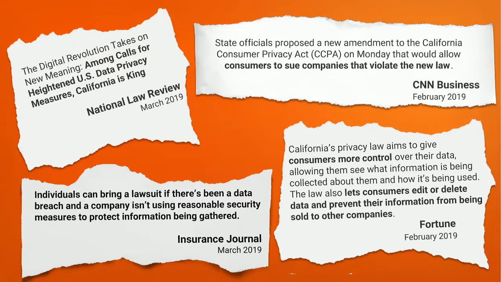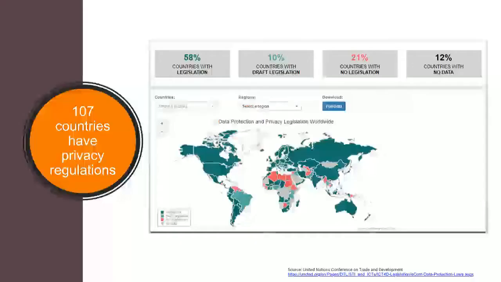And in fact, if you look across the world, 107 countries have privacy regulations now, according to the United Nations. And there seems to be no end in sight for countries, regions, states bringing new regulations into effect.